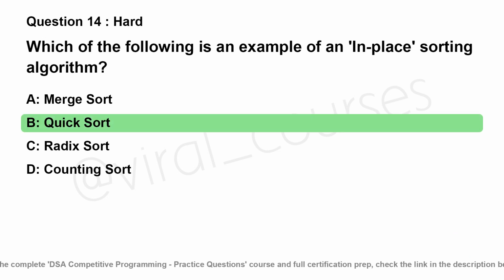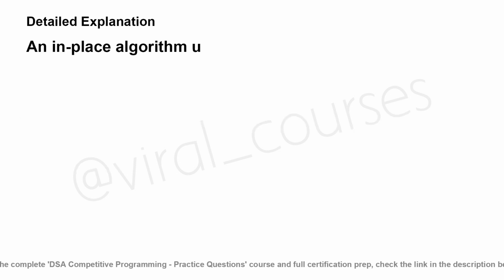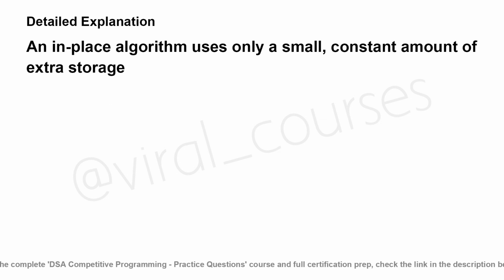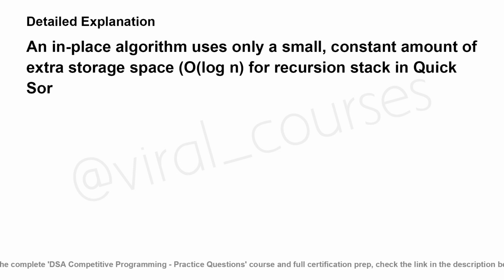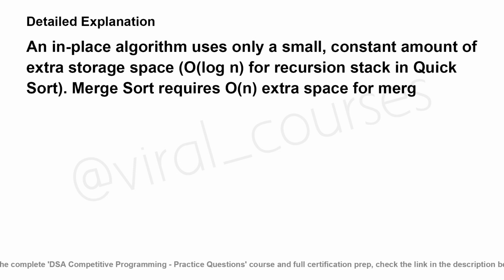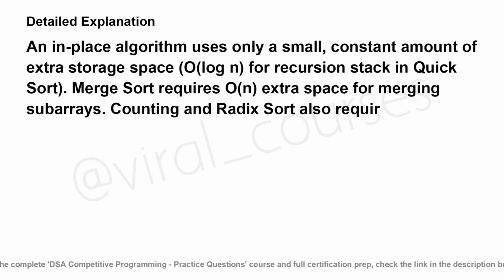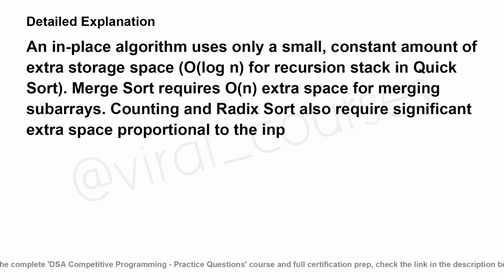The correct answer is B. An in-place algorithm uses only a small, constant amount of extra storage space; quick sort uses O(log n) for the recursion stack. Merge sort requires O(n) extra space for merging subarrays. Counting and radix sort also require significant extra space proportional to the input range or size.